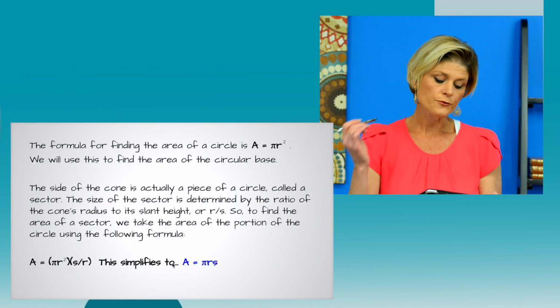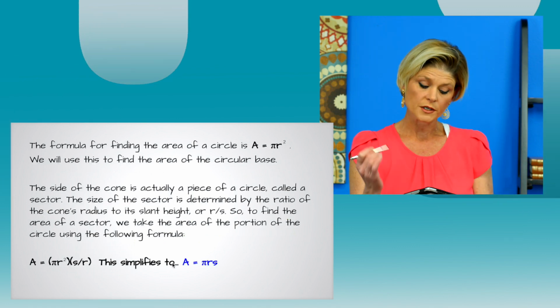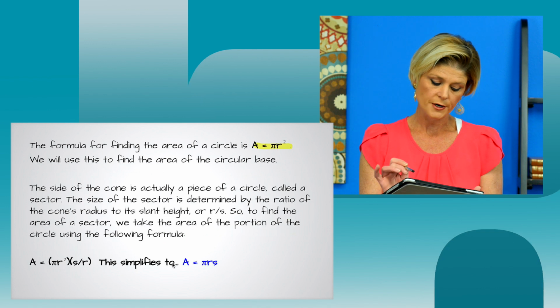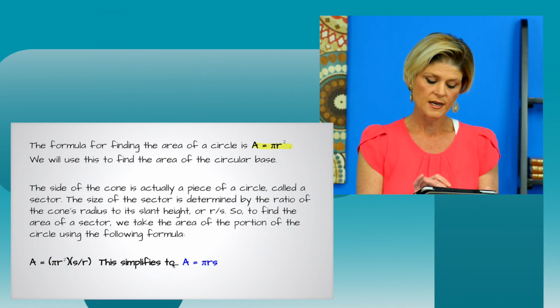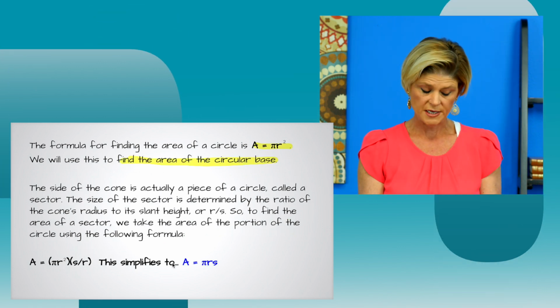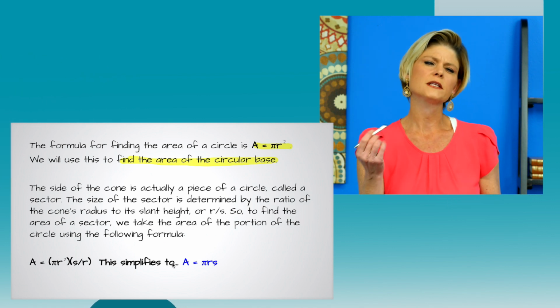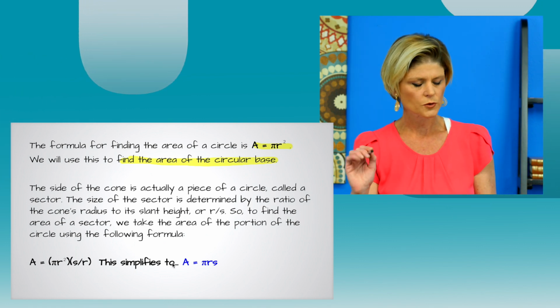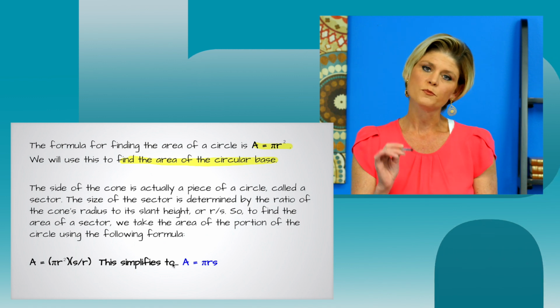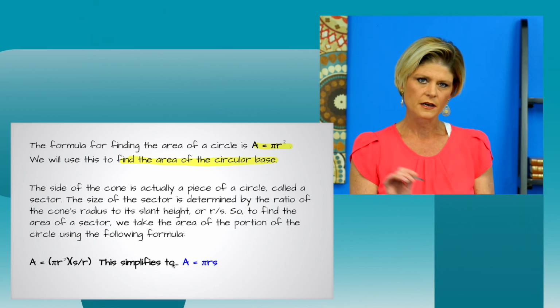Okay, so the formula for finding the area of a circle, we know this is area equals pi r squared, and we're going to use that to find the area of the circular base. Okay, now let's talk about the side of the cone. It's a little bit more tricky. So if you need to pause your video and write this down, it might help you out.